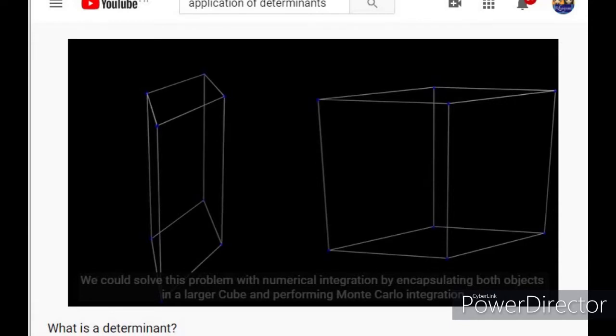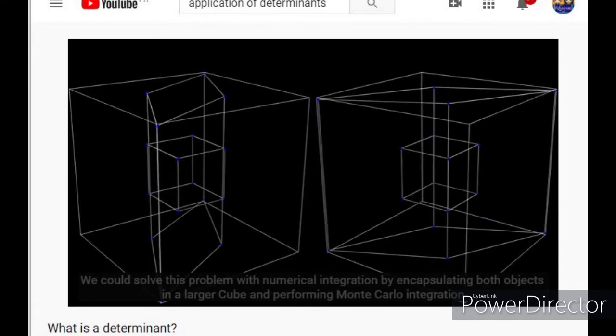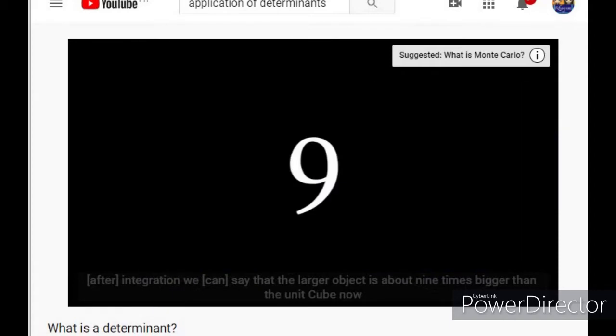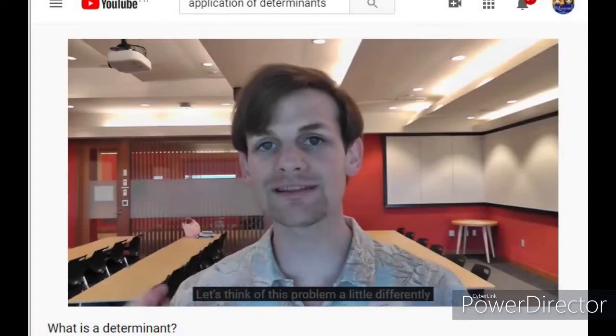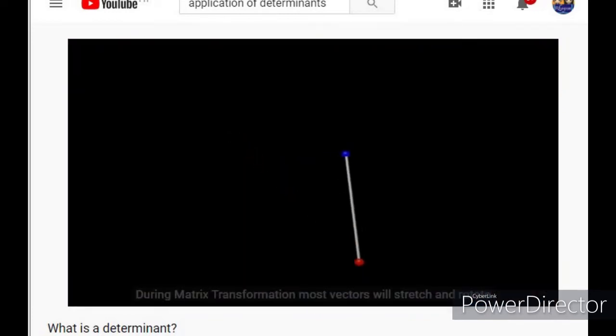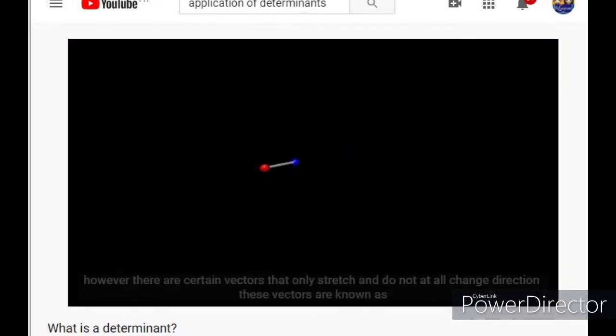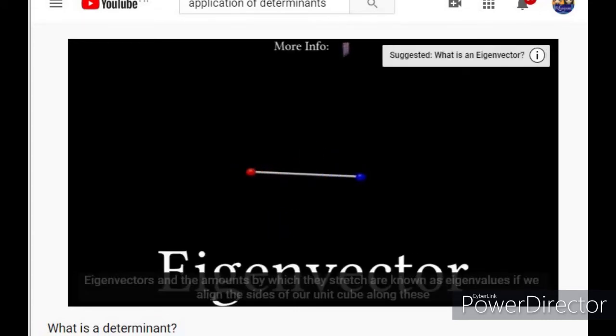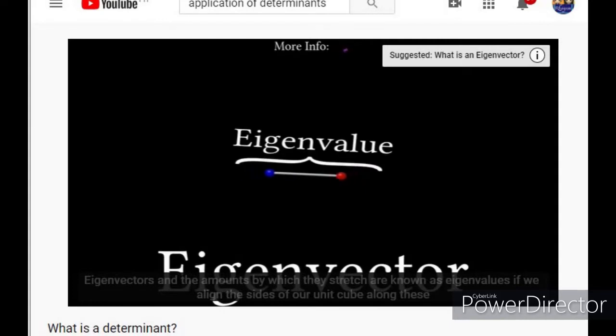We could solve this problem with numerical integration by encapsulating both objects in a larger cube and performing Monte Carlo integration. After integration, we can say that the larger object is about 9 times bigger than the unit cube. Now, let's think of this problem a little differently. During matrix transformation, most vectors will stretch and rotate. However, there are certain vectors that only stretch and do not at all change direction. These vectors are known as eigenvectors, and the amounts by which they stretch are known as eigenvalues.